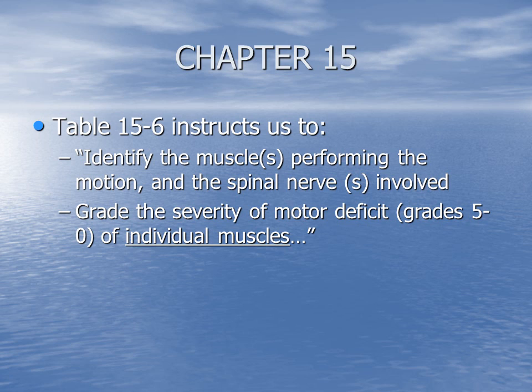And I have a reference for you in Chapter 15 on this. Table 15-6 specifically instructs us to, and this is a quote, "identify the muscles performing the motion, and the spinal nerves involved, and then grade the severity of motor deficit of individual muscles." And that's an unquote. So Chapter 15 is all about individual muscles.